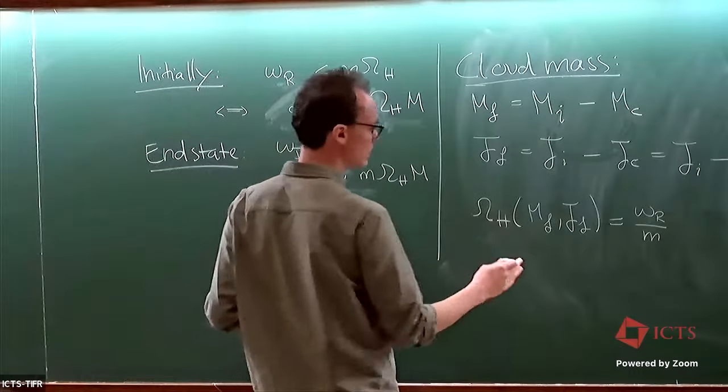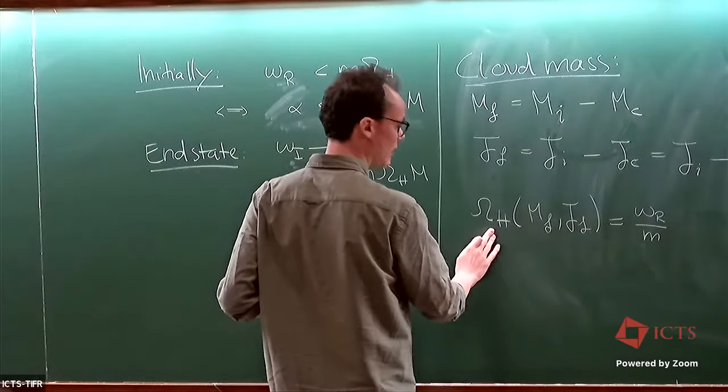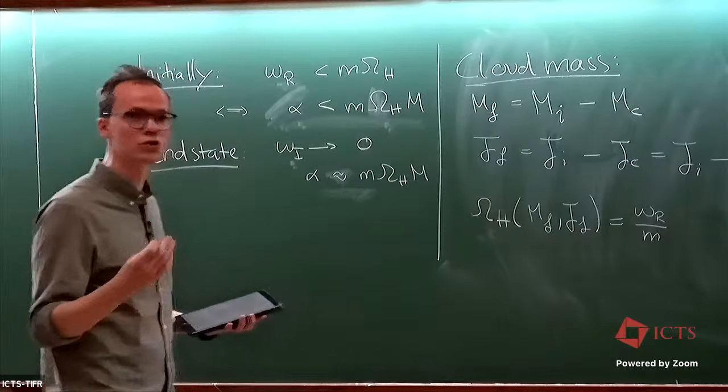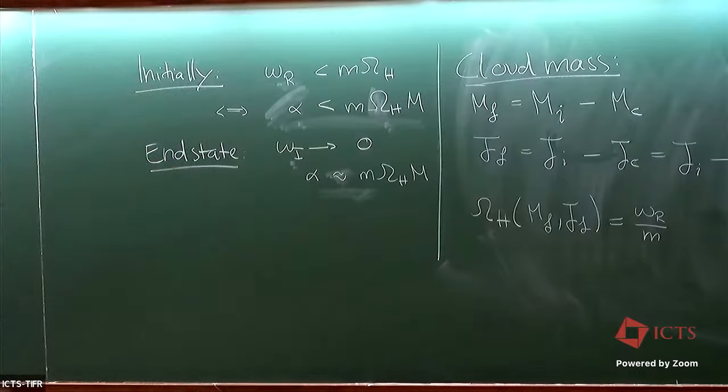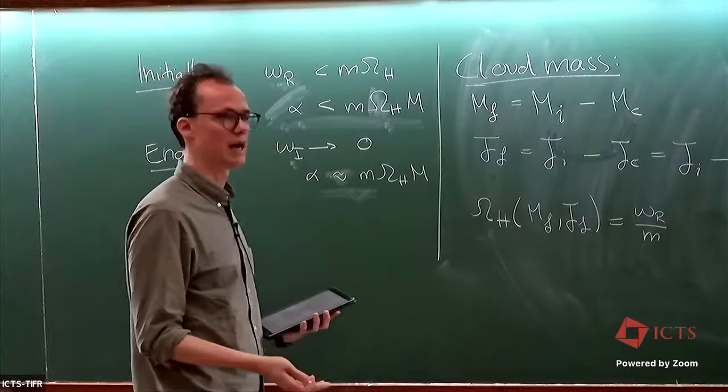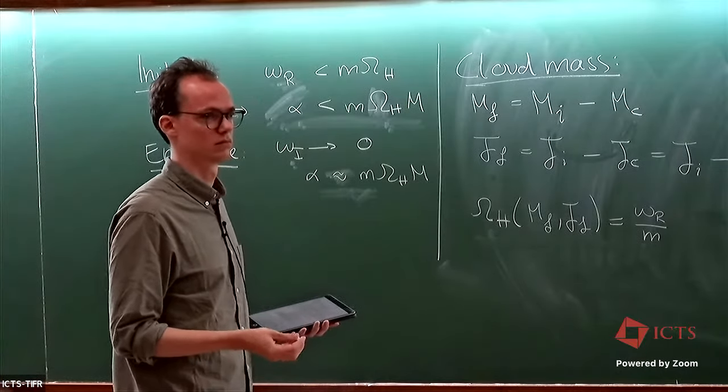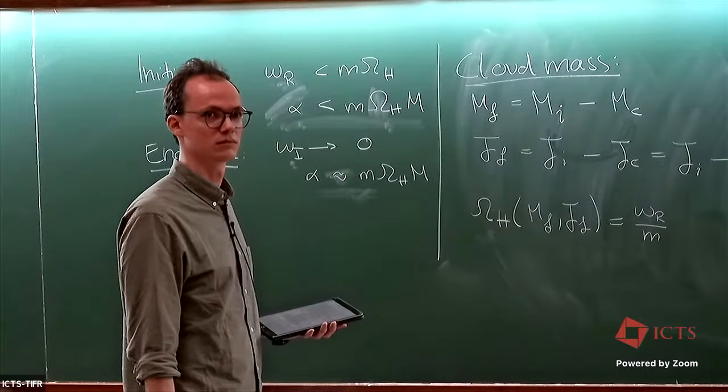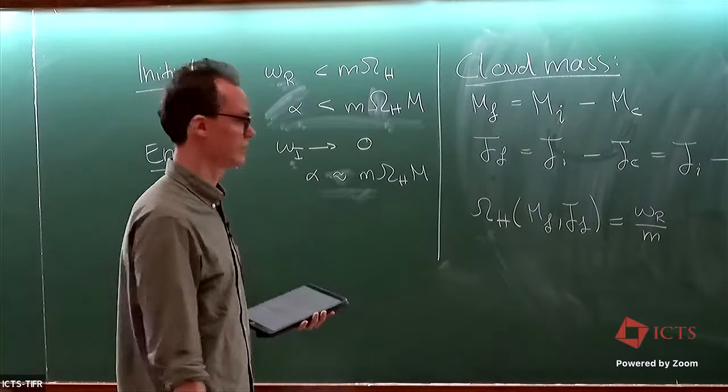But here, crucially, the horizon frequency is no longer the horizon frequency of the initial black hole that we started with, but the horizon frequency of the final black hole that has lower mass and lower angular momentum. Okay? Is this clear to everyone?